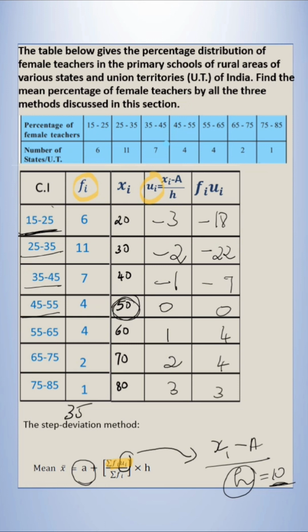Now we have to add all the positive numbers and all the negative numbers. Before that, observe that 4 plus 3 is 7, and positive 7 and negative 7 get cancelled. Now add minus 18 minus 22. What is it? Minus 40. Minus 40 plus 4. What is it? Minus 36. So summation of fi ui is minus 36.